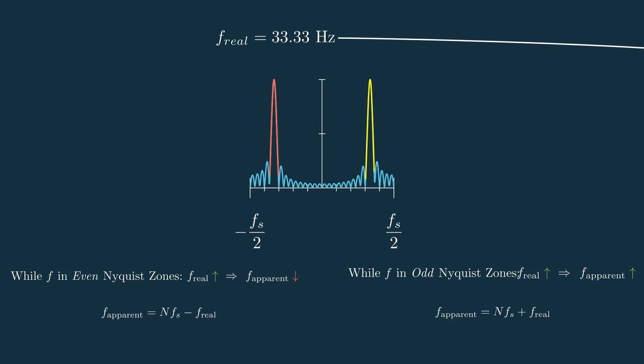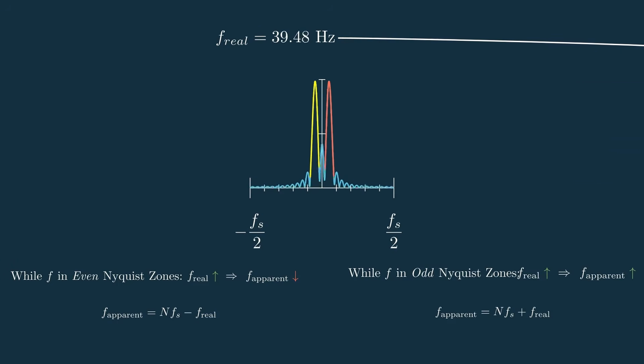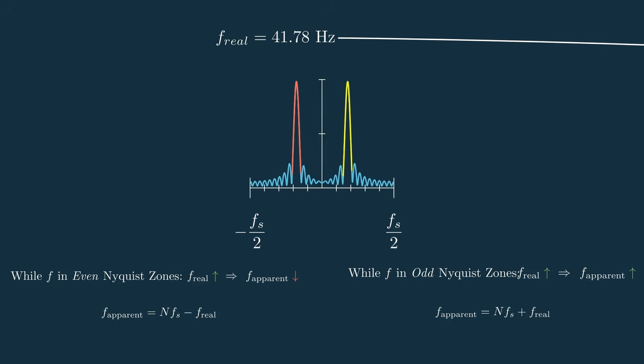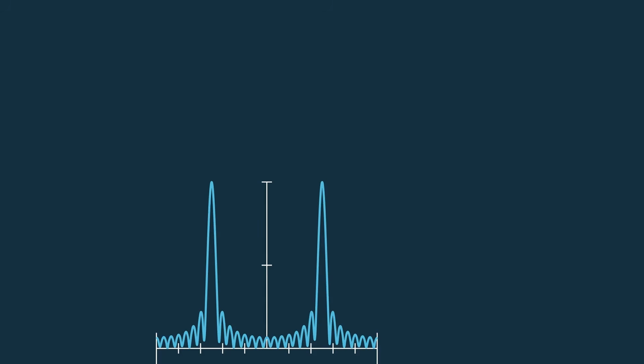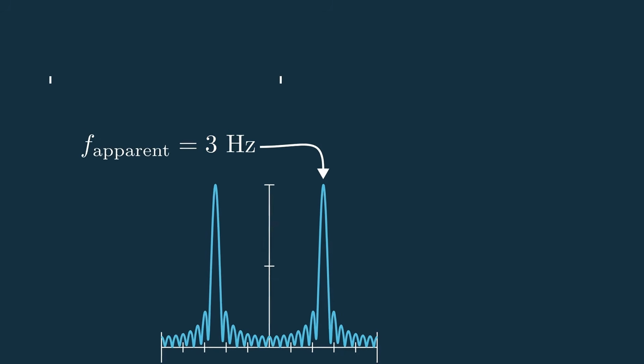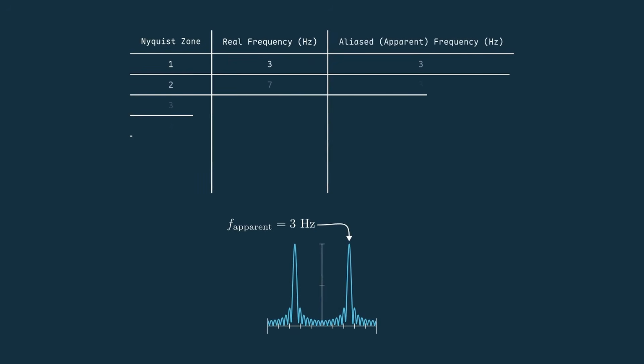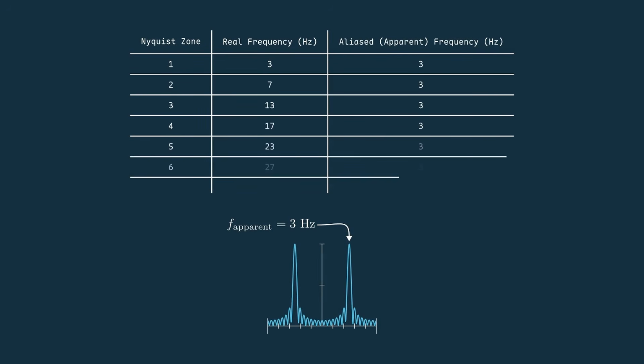So within the first Nyquist zone, the part that we're looking at, from 0 to half the sampling frequency, there's literally an infinite number of possible frequencies that could actually be causing that peak. For example, if we see a peak at 3 Hz, it really could be a real 3 Hz signal. But it could also be a 7 Hz signal in the second Nyquist zone, a 13 Hz signal in the third Nyquist zone, or a 17 Hz signal in the fourth Nyquist zone. That's because these frequencies all alias down to 3 Hz when sampling at 10 Hz. And you could keep going, alternating addition and subtraction from the multiple of the sampling frequency.